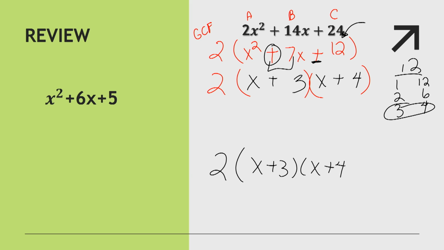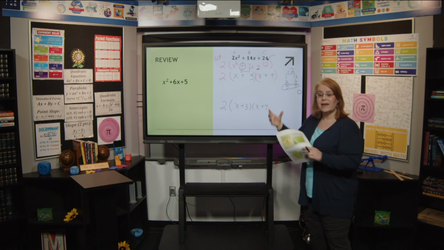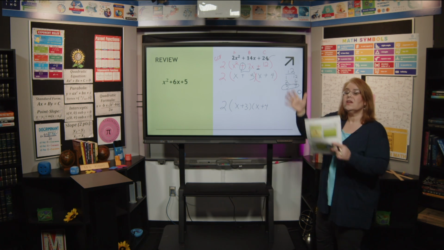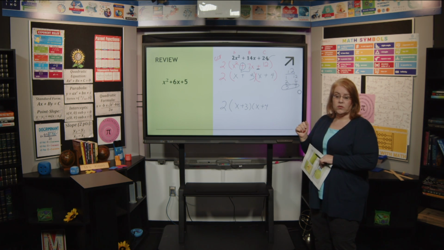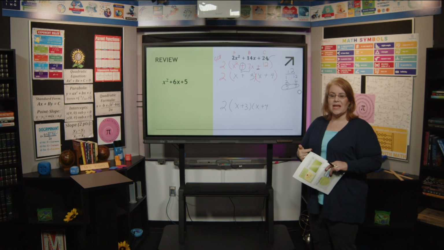So I had just a regular trinomial where I just had to get the factors of c to get my b. Then I had one where I had to pull out a greatest common factor so I could build my two binomials. So we want to make sure that we are remembering all these processes that we've done.